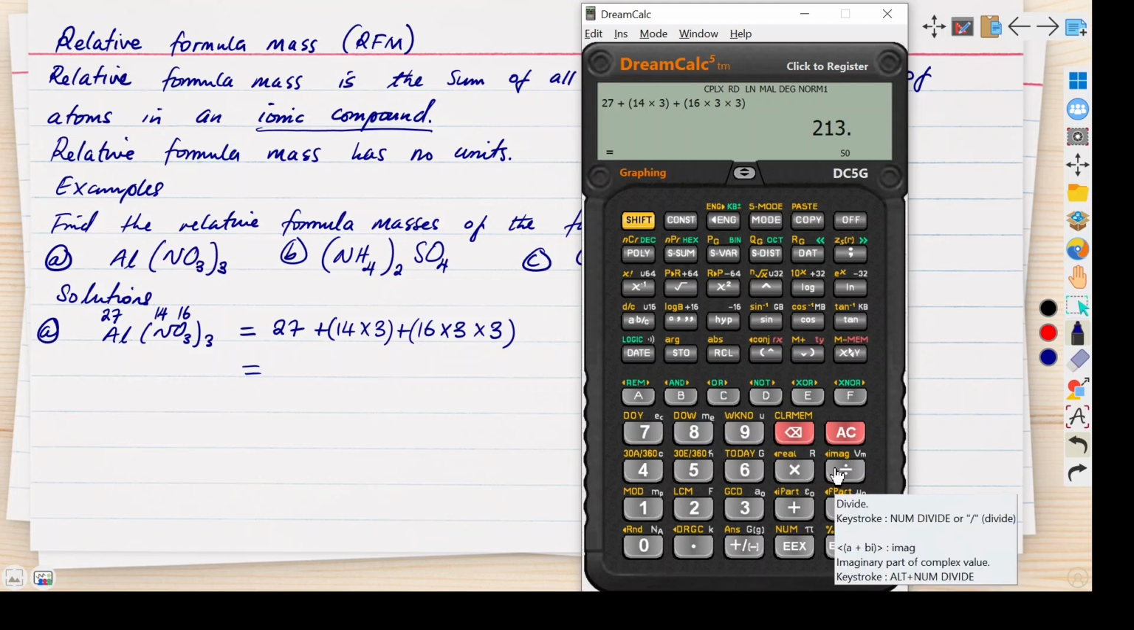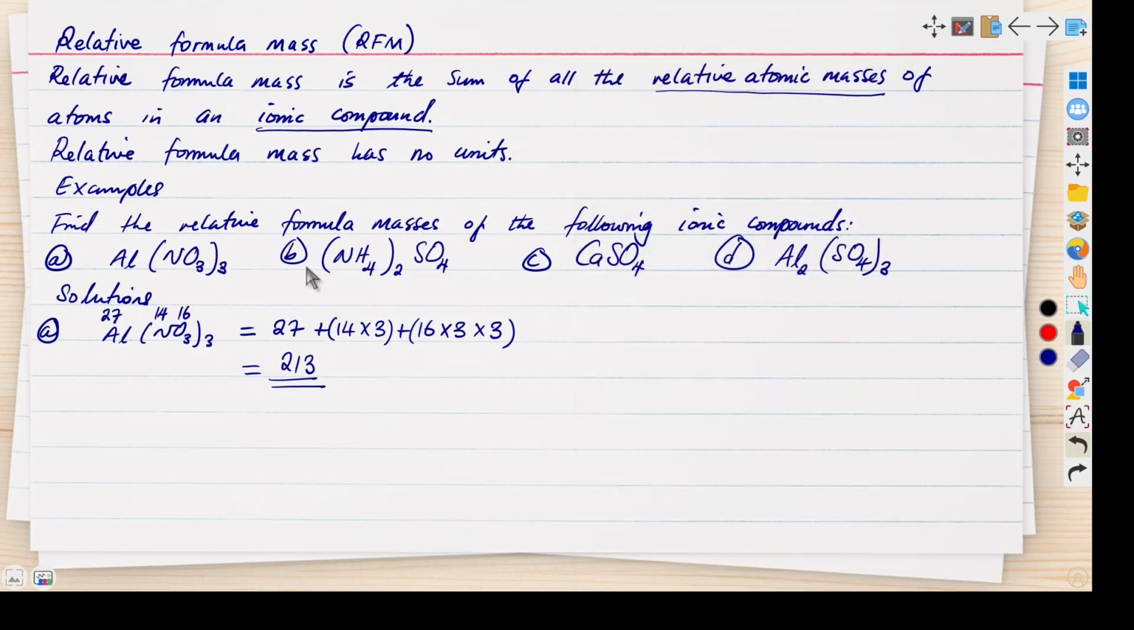You see, it is giving me 213. So meaning the answer is 213. So here you write 213 because that's what we have done: 27, plus 14 times 3, plus 16 times 3 times 3, 213. So this is the relative formula mass of aluminium nitrate. It has no units, you leave it like that. Okay, then you come to B.